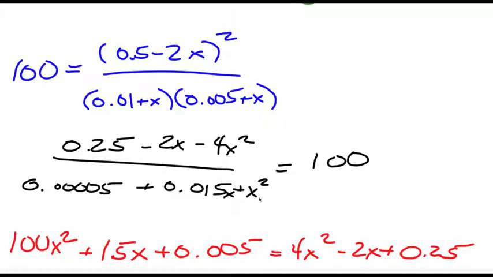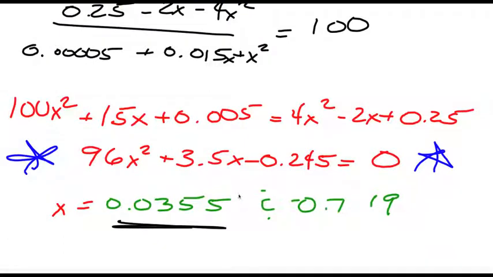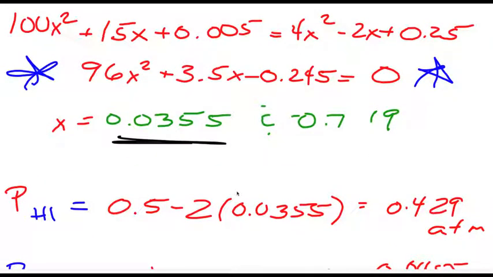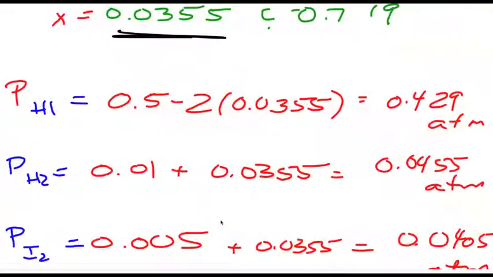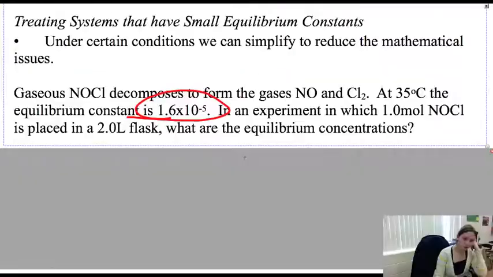Combine your like terms. This one's a little bit more algebra. Combine your like terms, and we get this lovely quadratic formula. And again, plug it in your calculator. You have two options. And again, if you don't know how to do it in your calculator, we'll look at that tomorrow. And one of them's a negative number, so that one can't be it. That means my x has to be 0.0355. Plug it into my equilibrium expressions, or equilibrium concentrations for each thing. And this time, they're actually atmospheres instead of concentrations.